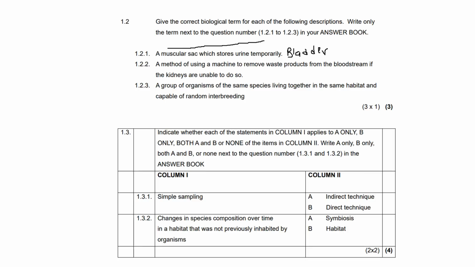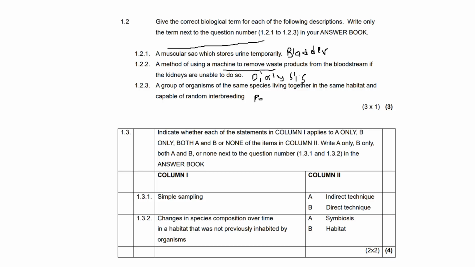Next, a method of using a machine to remove waste products from the bloodstream if the kidneys are unable to do it. Whenever a machine is used, that's dialysis, which is used to assist when the kidneys cannot do their function. Then, a group of organisms of the same species living together in the same habitat and capable of random interbreeding. A group of the same species is a population.